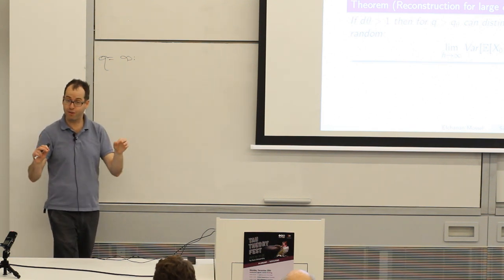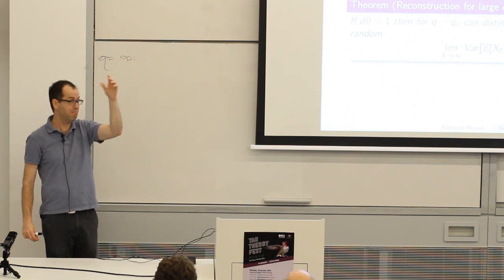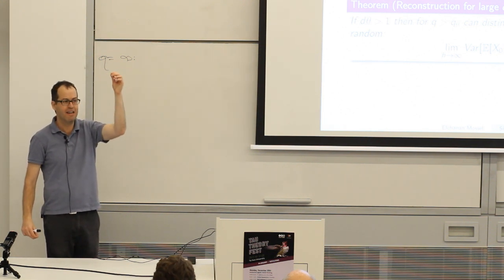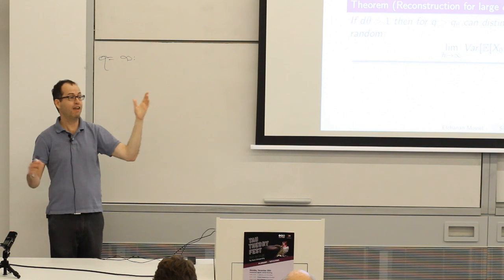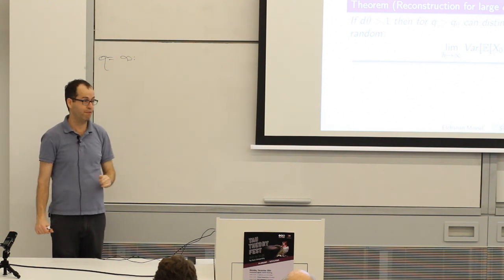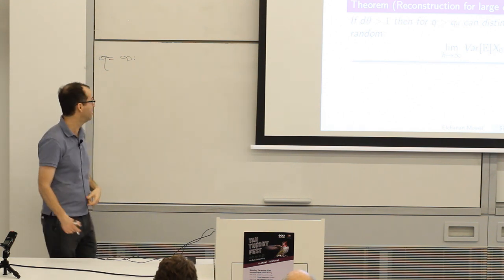So again, the model for Q equal to infinity: start from some color, it doesn't have to be numbered in any way. I copy with probability theta. If I don't copy, I put a new color that I've never seen before. Okay, so that's the model. Okay, so here's my model.